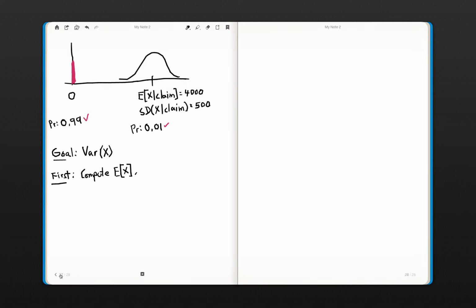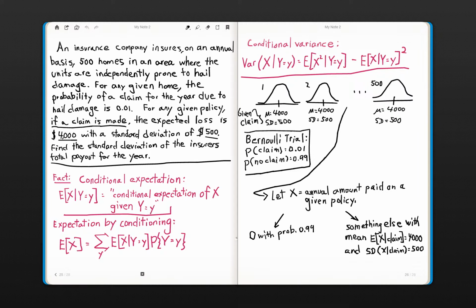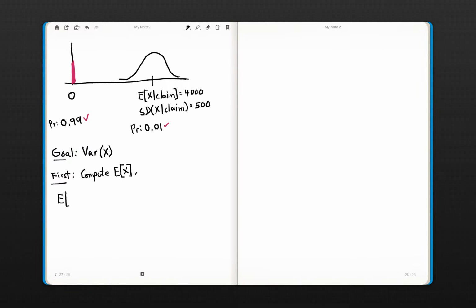And we're going to use our conditional expectation to actually find the expected value of X. So the expected value of X, and we're going to condition on whether a claim is made or not. It's equal to the expected value of X given a claim is made, times the probability of a claim, plus the expected value of X given no claim times the probability of no claim.